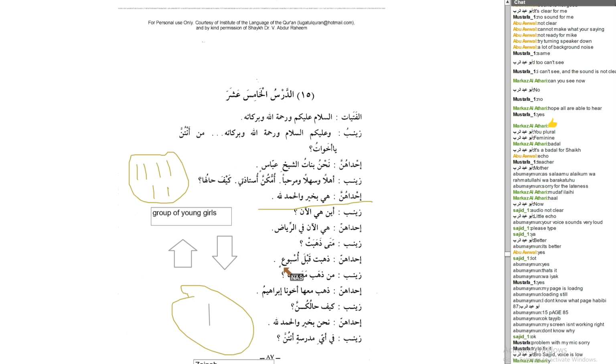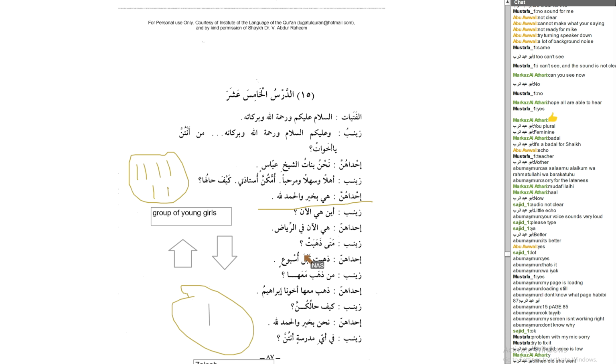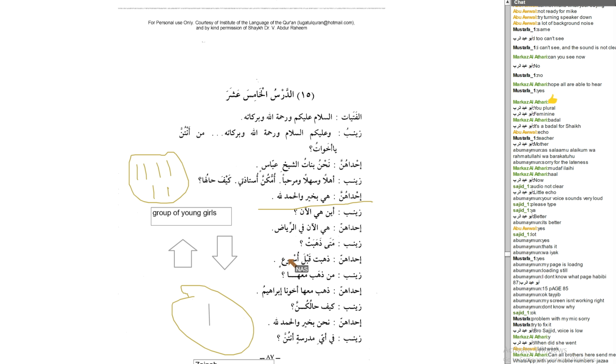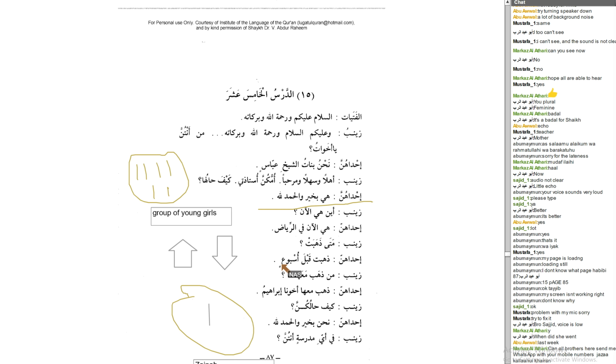qabla usbu'in. And the words qabla and ba'da, when they appear after a verb, will take a fatha. Qabla means before and ba'da means after. And it will be mudaf, therefore what comes after it is mudaf ilayhi. Hence, you have two kasras in the word usbu'in. Usbu' means week, as in 7 days.